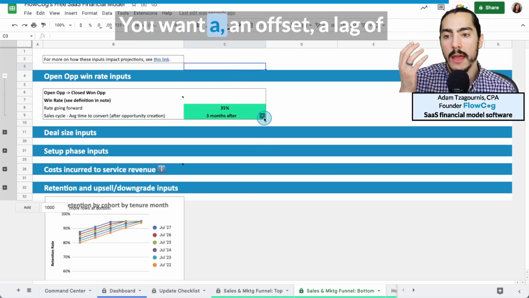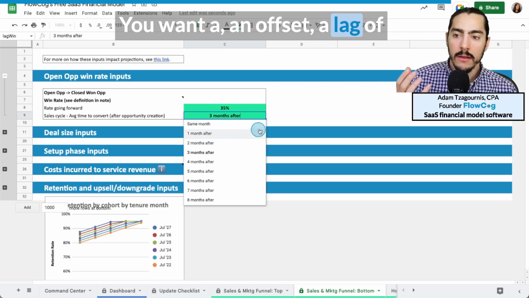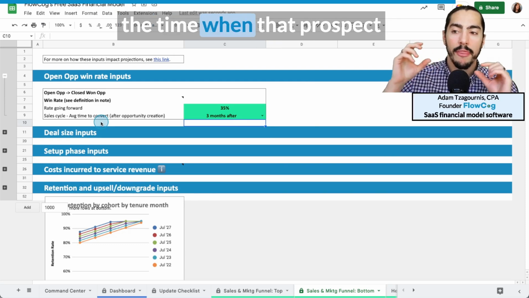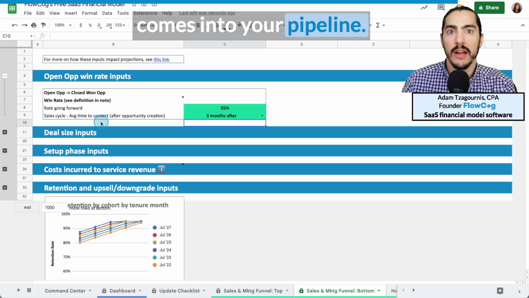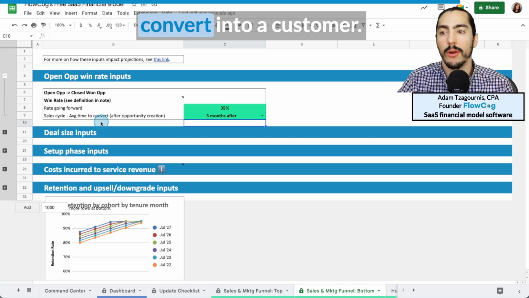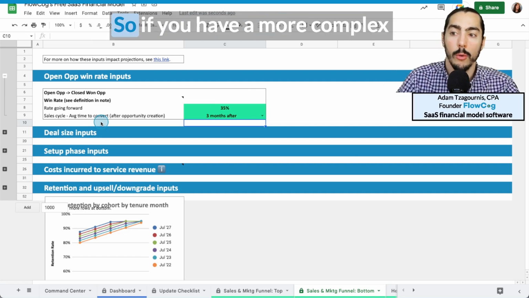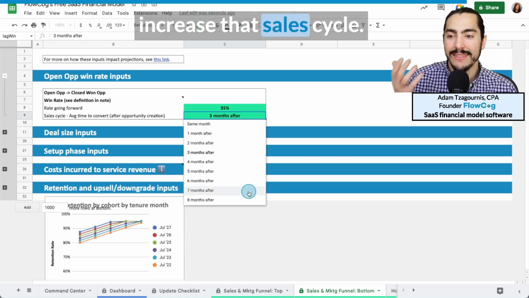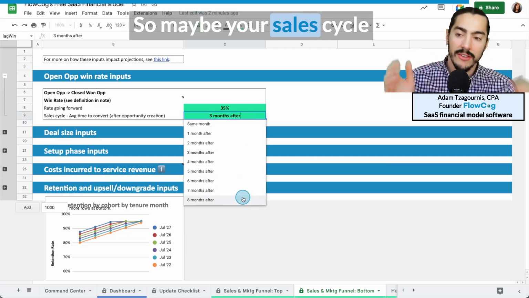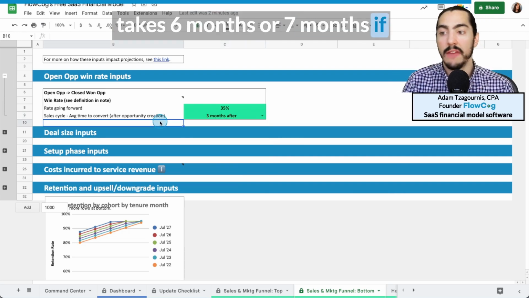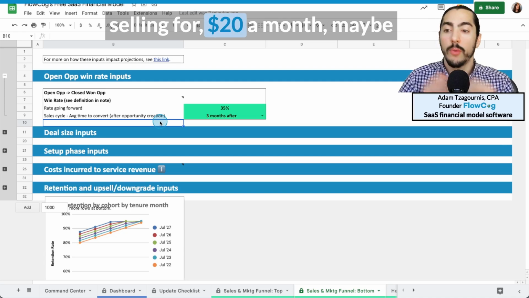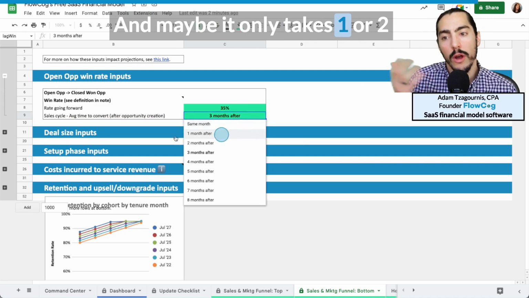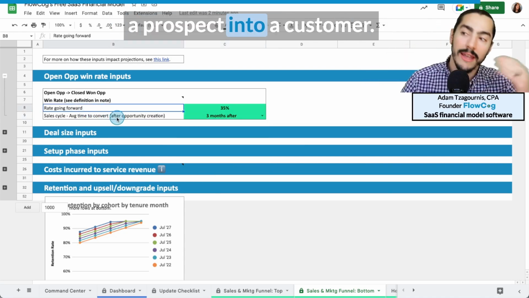You want an offset, a lag of a certain number of months, depending on your product, from the time when that prospect comes into your pipeline, how long it takes them to convert into a customer. So if you have a more complex product and a more complex sale, you're going to want to increase that sales cycle. So maybe your sales cycle takes 6 months or 7 months. If you have a product that you're selling for $20 a month, maybe that's a pretty quick sale, and maybe it only takes 1 or 2 months to convert them from a prospect into a customer.